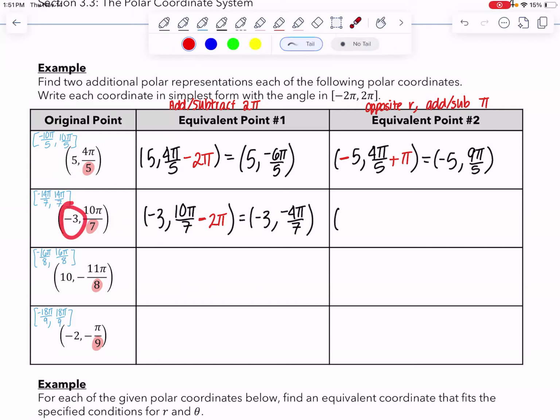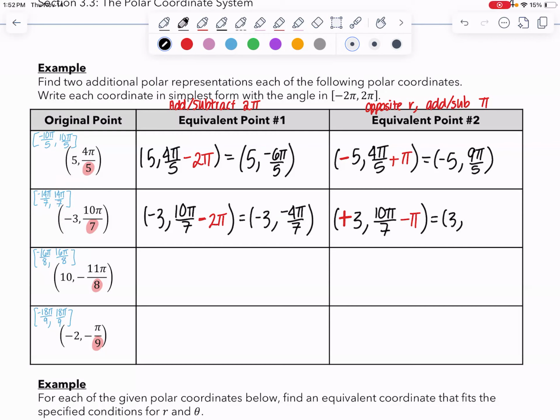Now we're starting with a negative radius, and we're going to make this R opposite. So instead of negative, it's going to be positive. Positive 3 comma 10 pi over 7. We need to not go outside of 14 pi over 7. So if I add pi here, I will end up at 17 pi over 7, which is too much. I then need to subtract pi. That will work. So I have positive 3. Then it's going to be 10 pi minus 7 pi, so 3 pi over 7.